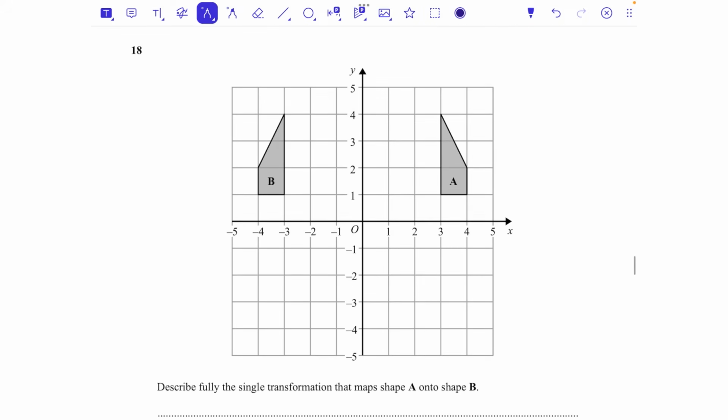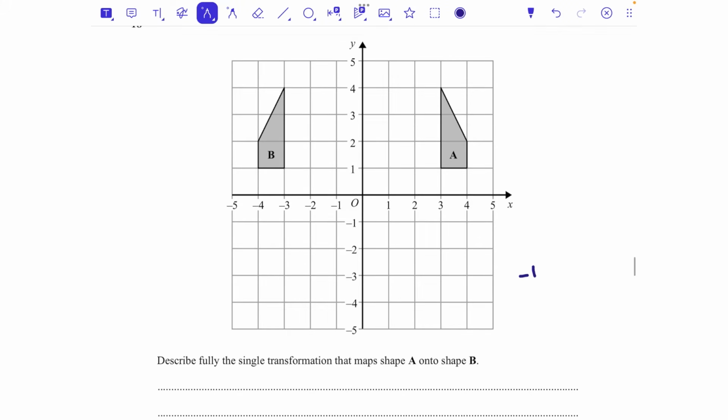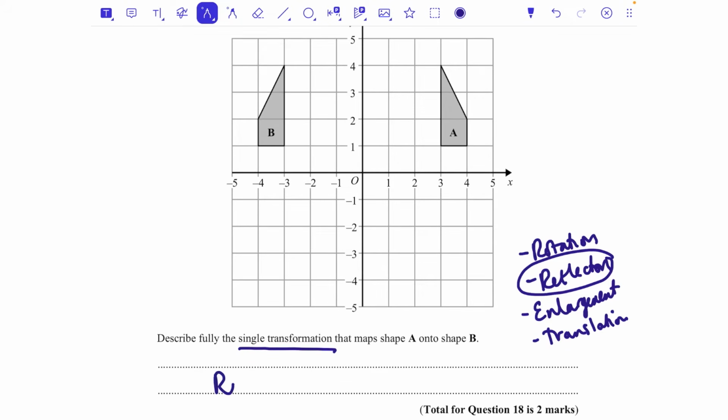Okay, question 18. Describe fully the single transformation. So for transformations, we have rotation, reflection, enlargement, and translation. They're your 4 transformations. And if you're ever asked to describe fully the single transformation, you should only be picking one of those. In this case, it's a reflection. We can see that that's been reflected. So reflection is going to get us 1 mark.